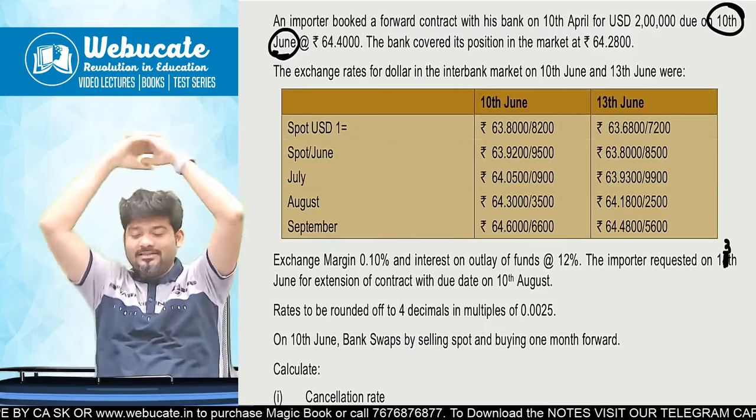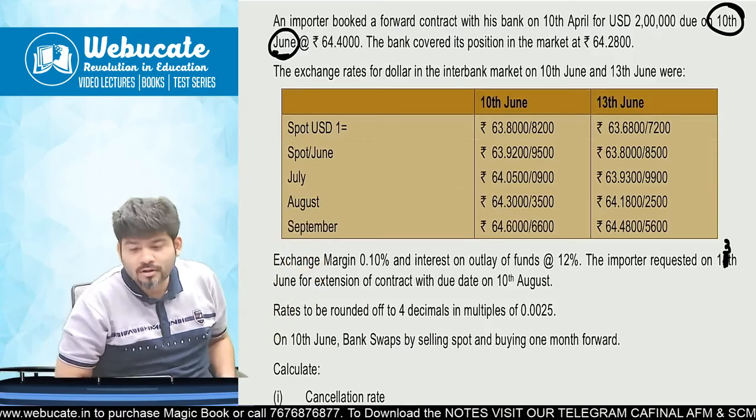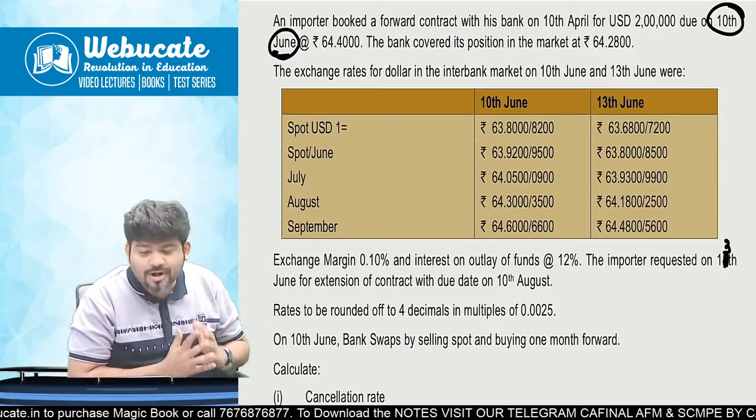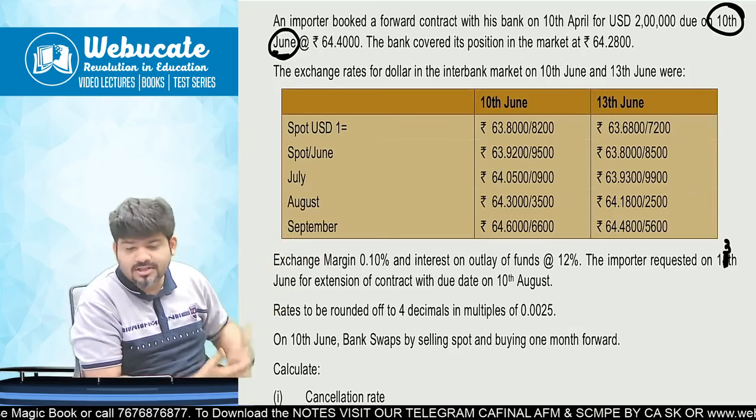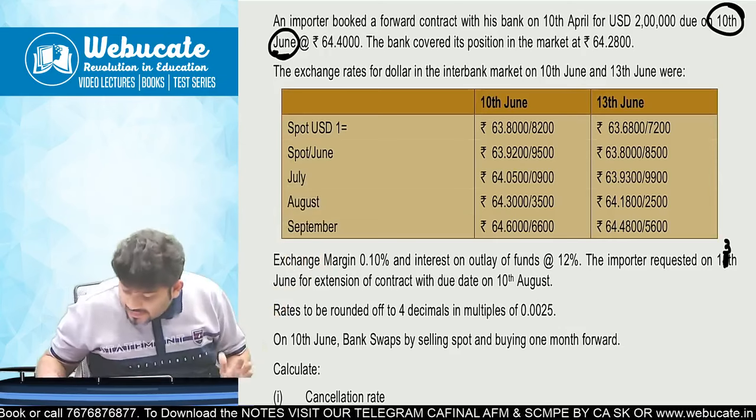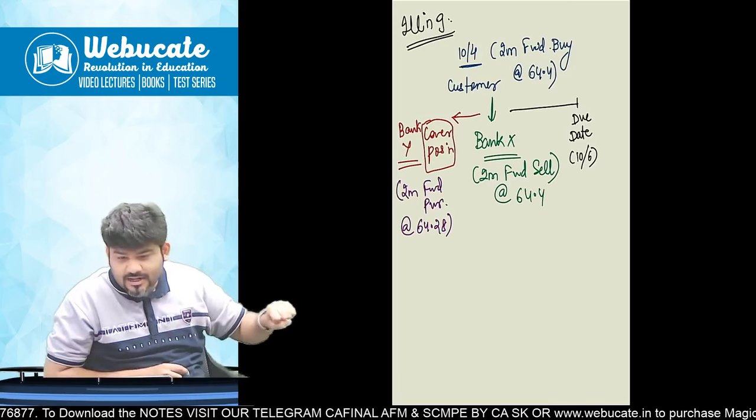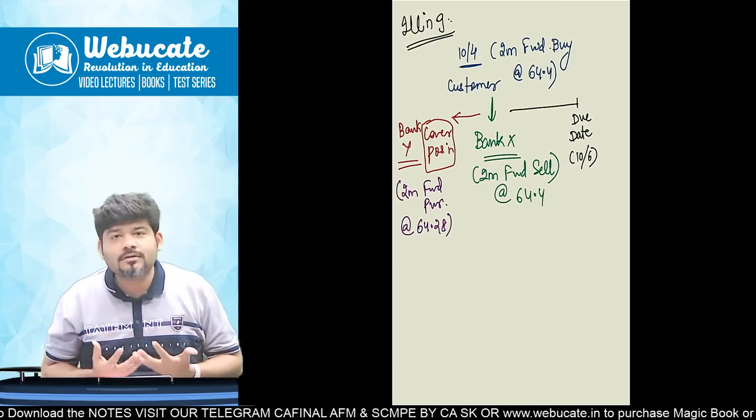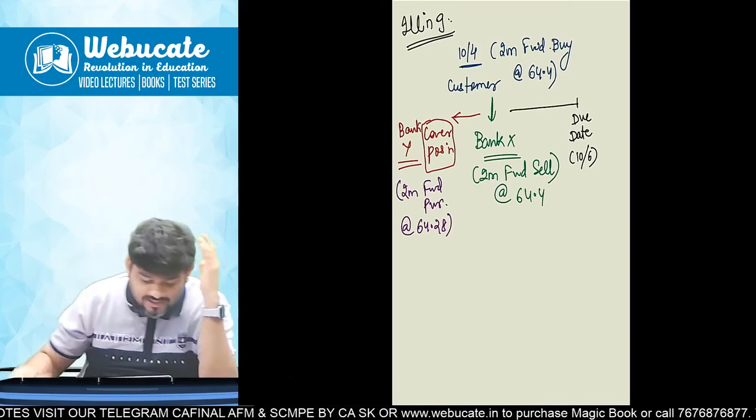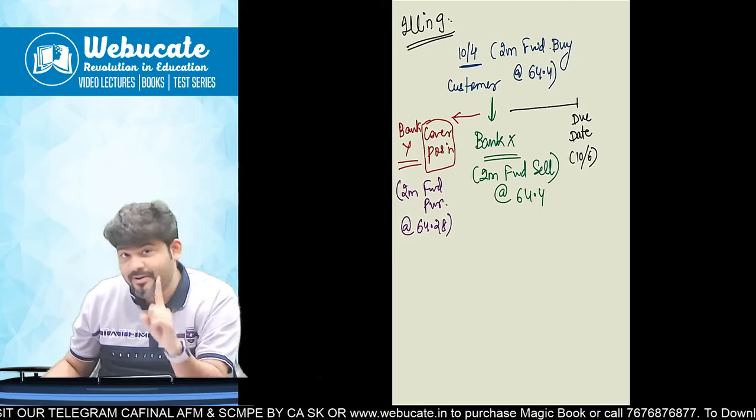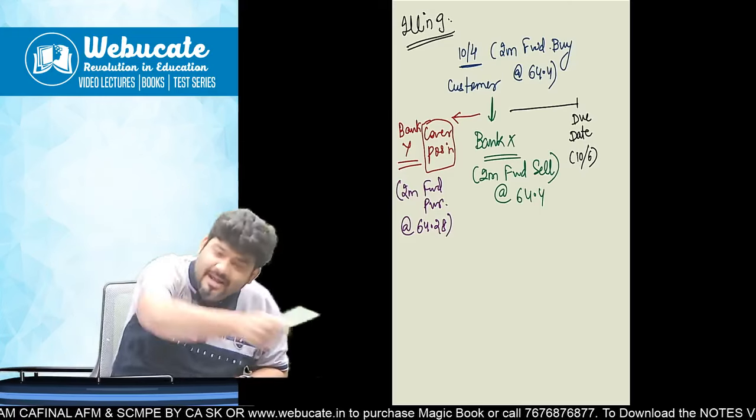Now, just imagine. If this is a question, we know that he has come on 10th, 13th June. But think from the banker's point of view. The banker does not know that he is going to come on 13th June. 10th June, the due date has come. I am waiting. Now he will come. Now he will come. He's not coming. 10th June, the date has gone and he has not come. What will happen? There are going to be a few things which, by default, we will automatically have to do.